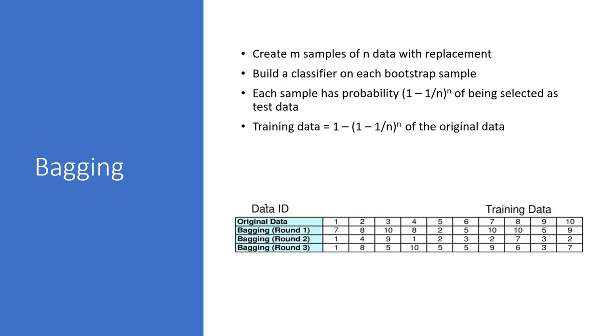So let's look at bagging. Bagging is where you take M samples of N data, so however many samples you have of whatever sample size, with replacement. And so you're going to build a classifier on each bootstrap sample, and you have a probability of 1 minus (1 minus 1 over N) raised to the N of being selected, and that same probability is the proportion of the data that gets selected to make your training data set.